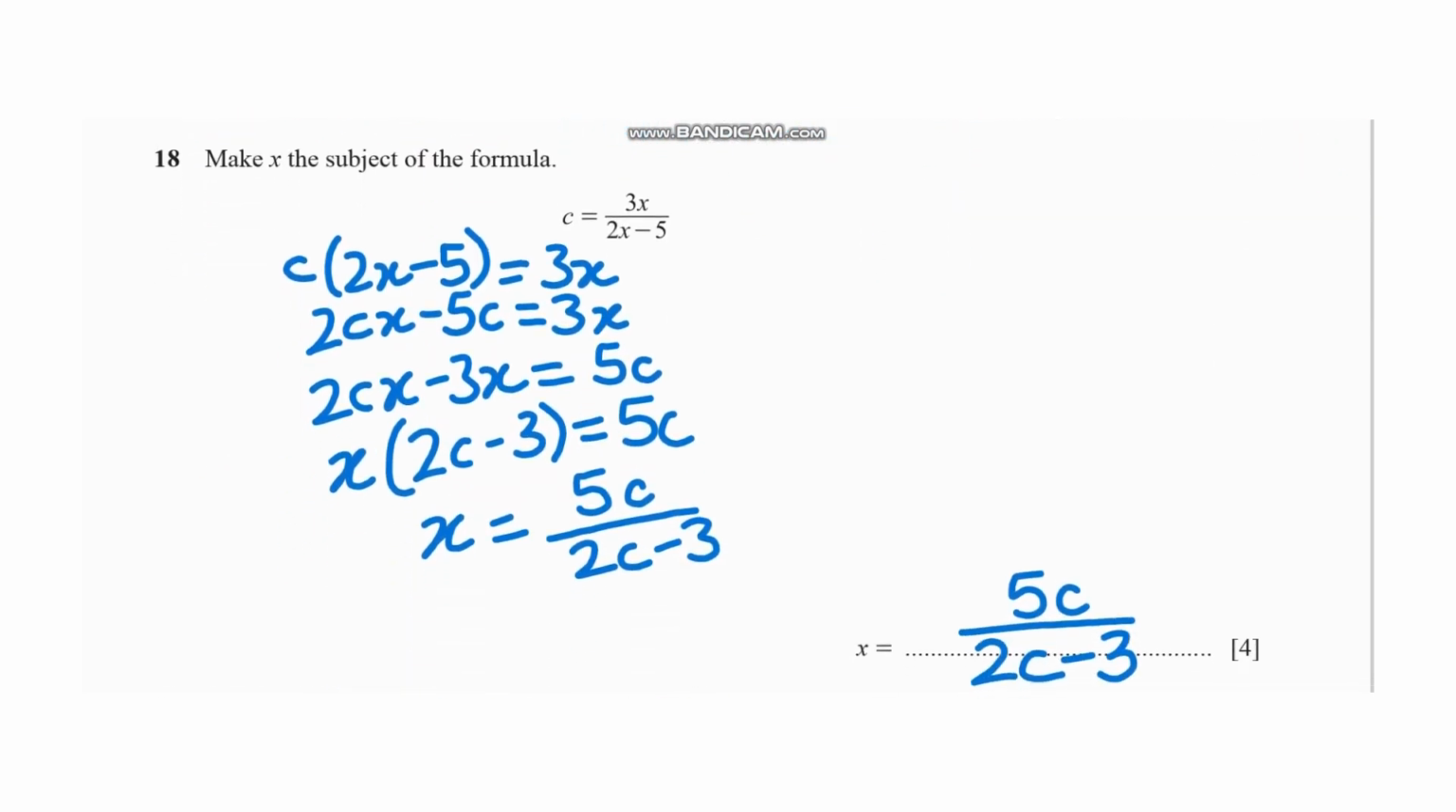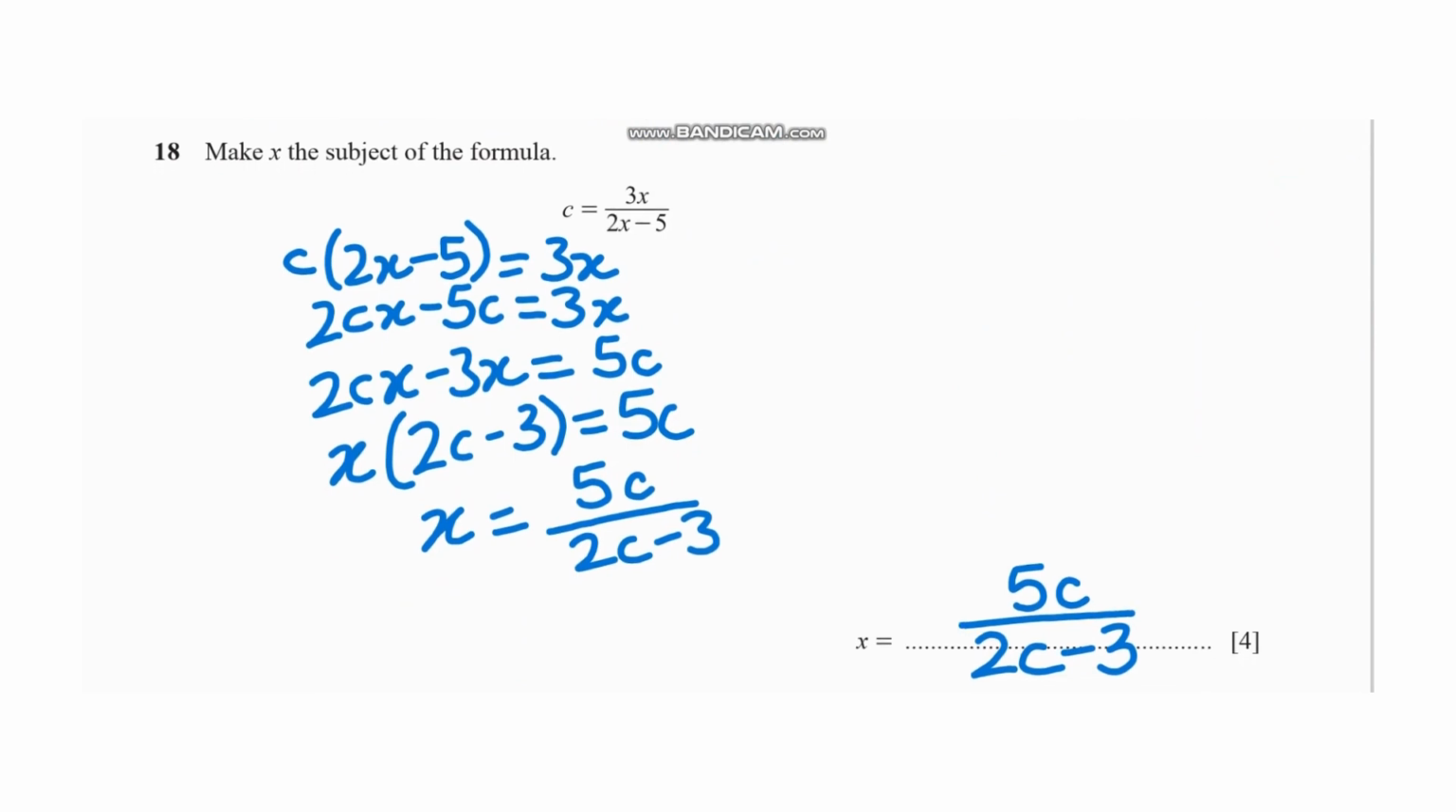Question 18 states, make x the subject of the formula. So c is equal to 3x divided by 2x minus 5. So first we will move 2x minus 5 to the left side and we will write c multiplied by (2x minus 5) brackets closed is equal to 3x. Then we have expanded the equation and written 2cx minus 5c. Then we have moved minus 5c to the right side and written minus 3x on the left side.